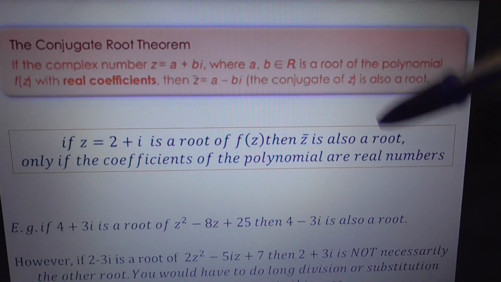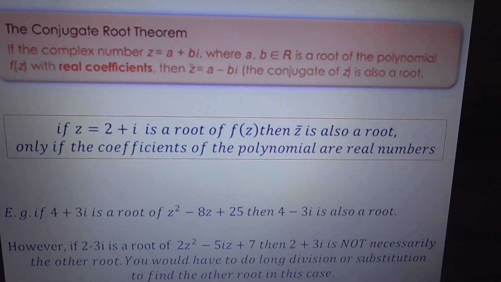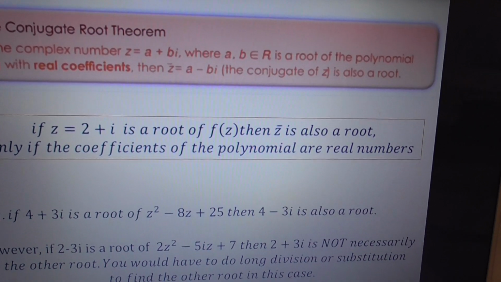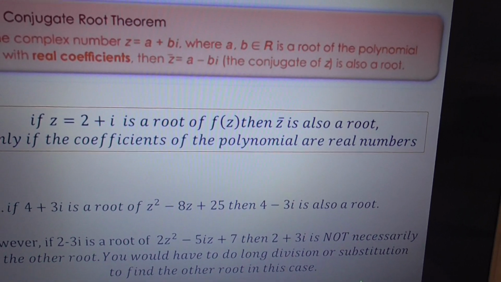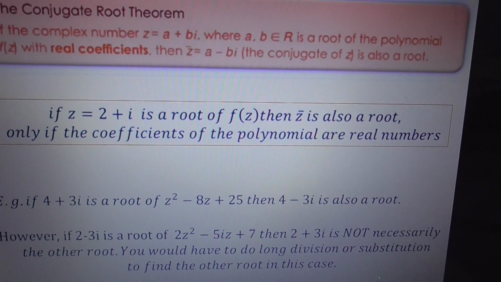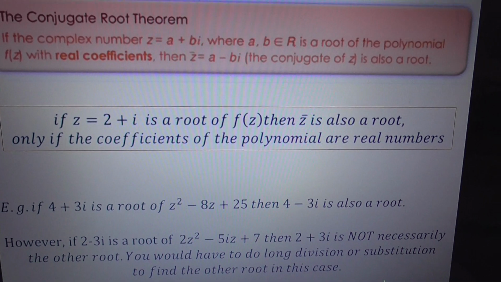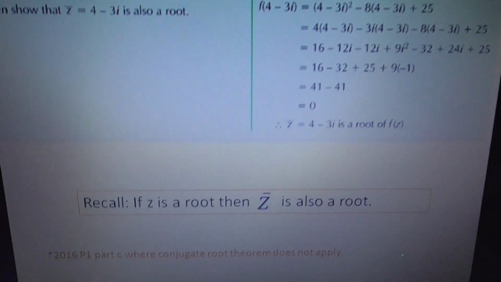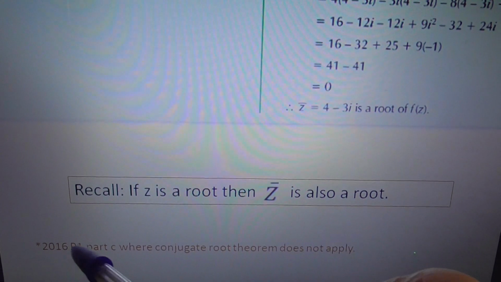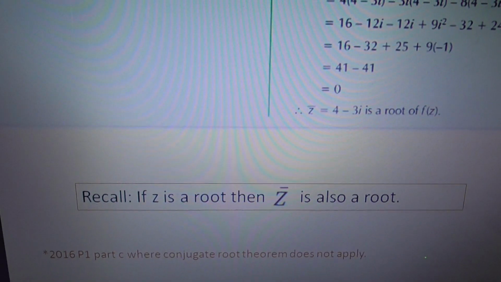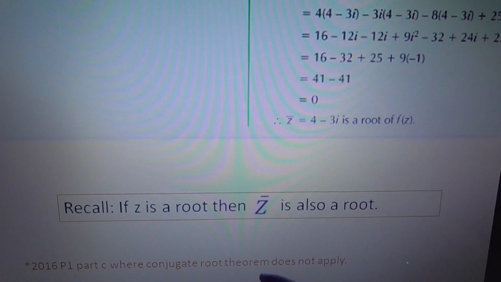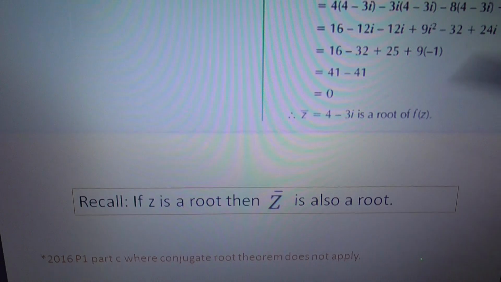So this slide is really, really important, okay? That's the conjugate root theorem. So if all the coefficients within the polynomial are real numbers, then the conjugate root theorem applies. And if one complex number is a root of it, its conjugate is also a root as well. Okay, and there is a particular example in 2016 paper 1. There's a question there under the complex numbers question. It's part C, and it's where the conjugate root theorem doesn't apply. So you could take a look at that.